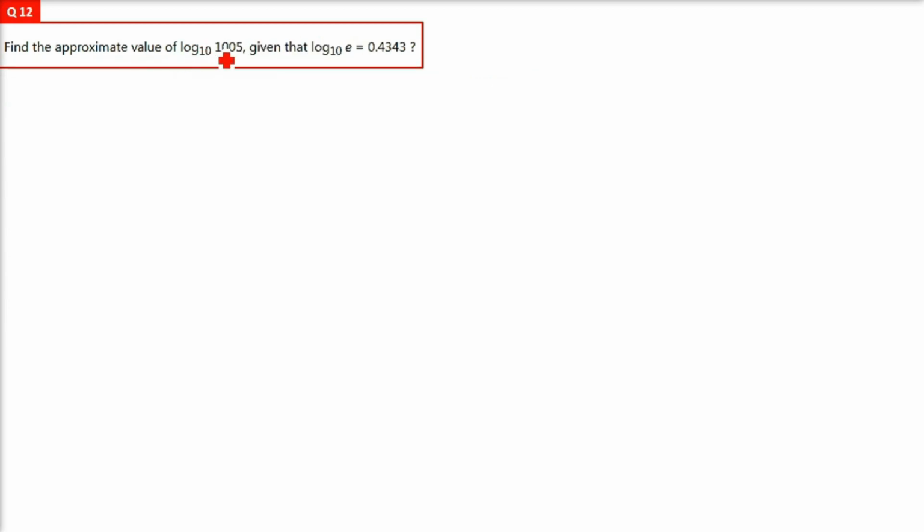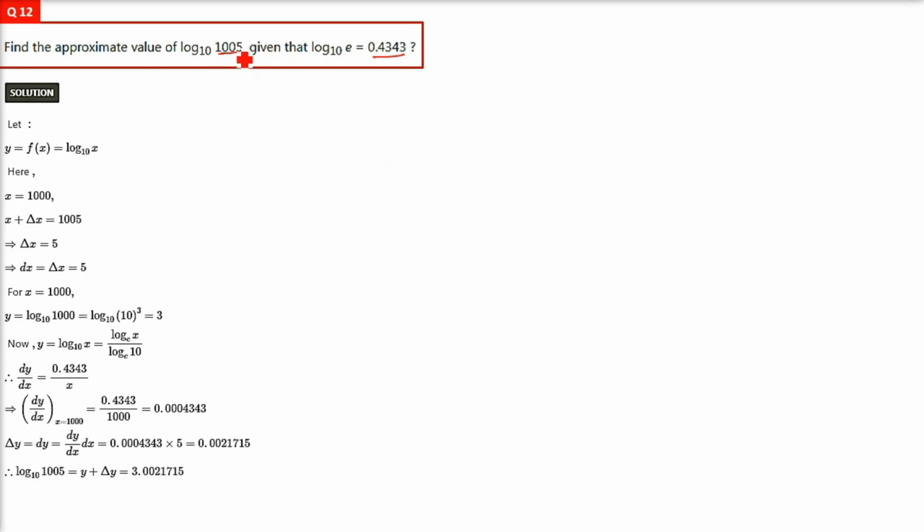Find the approximate value of log base 10 of 1005, given that log base 10 of e is 0.4343. This kind of question we have already done, and we know that 1000 can be taken as x.